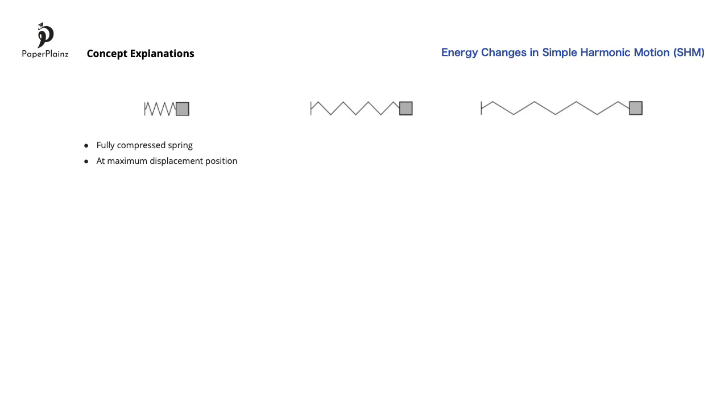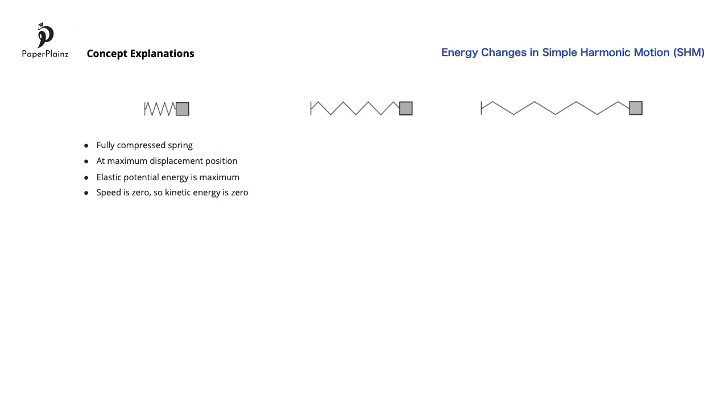Since the spring is fully compressed, elastic potential energy is stored in the spring. At the maximum displacement position, this elastic potential energy is at its maximum. At the same time, at this position, the object stops for a moment. Therefore, its speed is zero, so its kinetic energy is also zero.